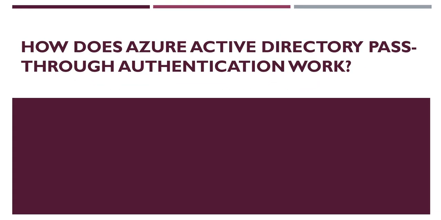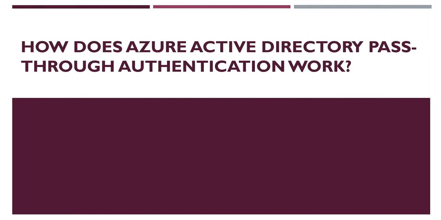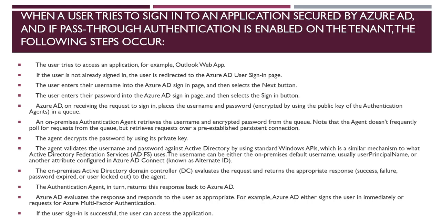In the previous video we discussed what is Azure Active Directory Pass-Through Authentication, and in this video we're going to have a look at how it works. When a user tries to sign into an application secured by Azure AD, and pass-through authentication is enabled on the tenant, the following steps occur.